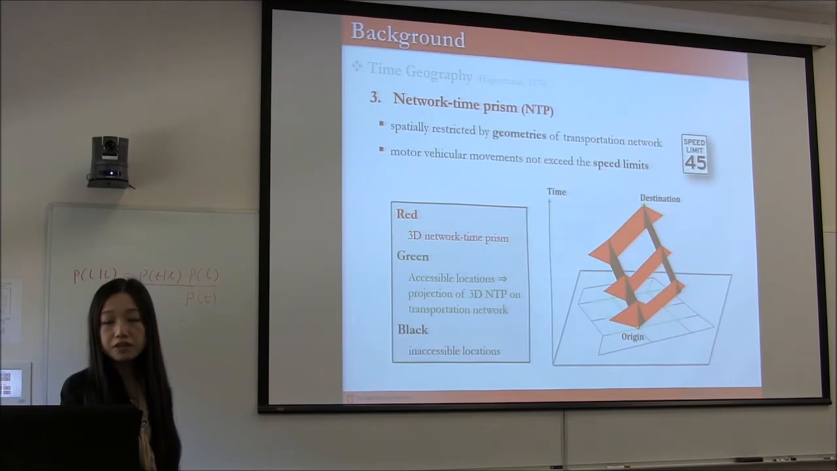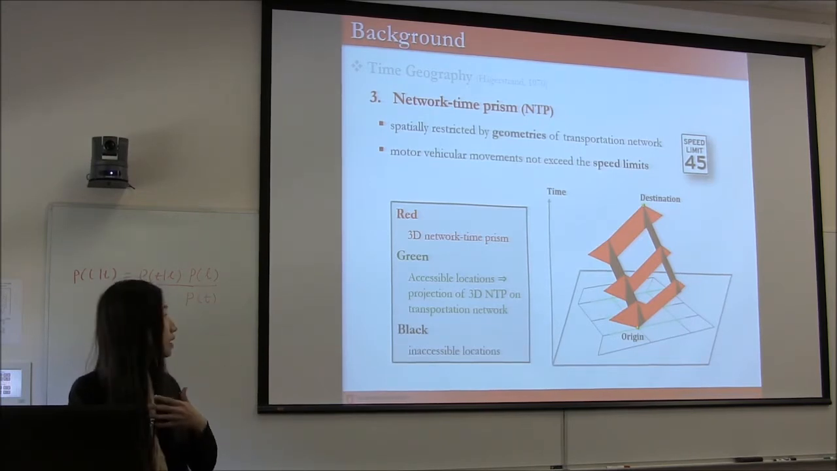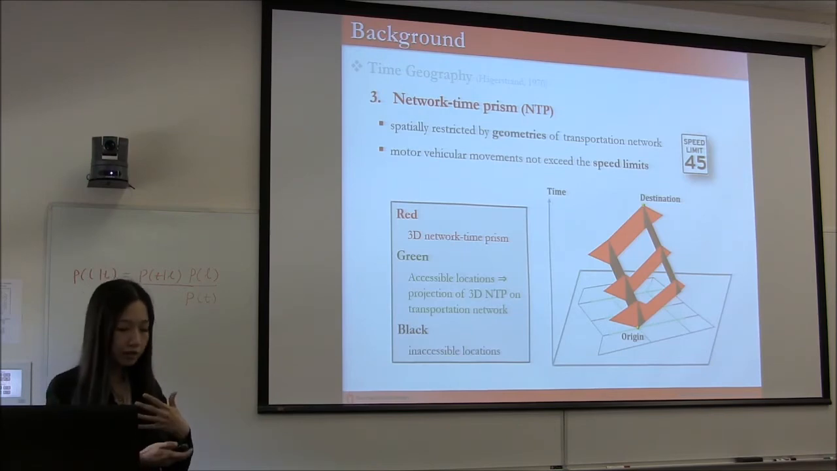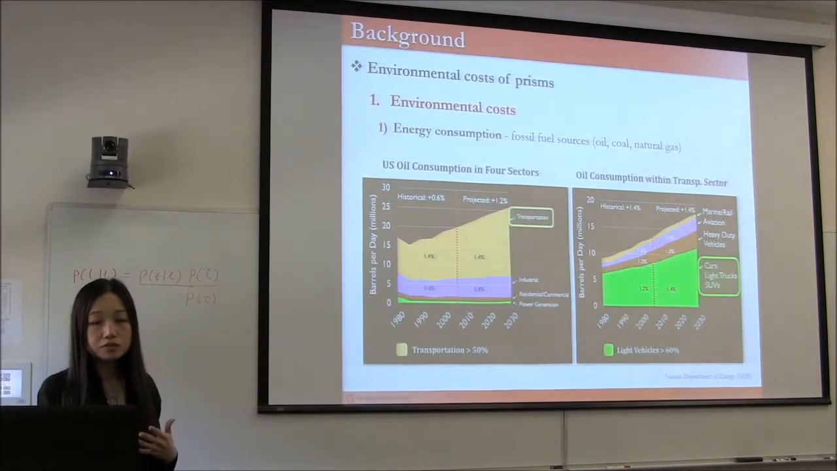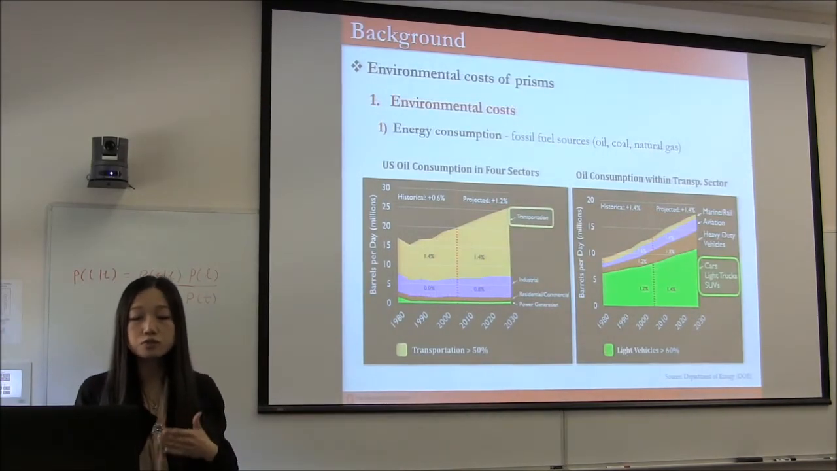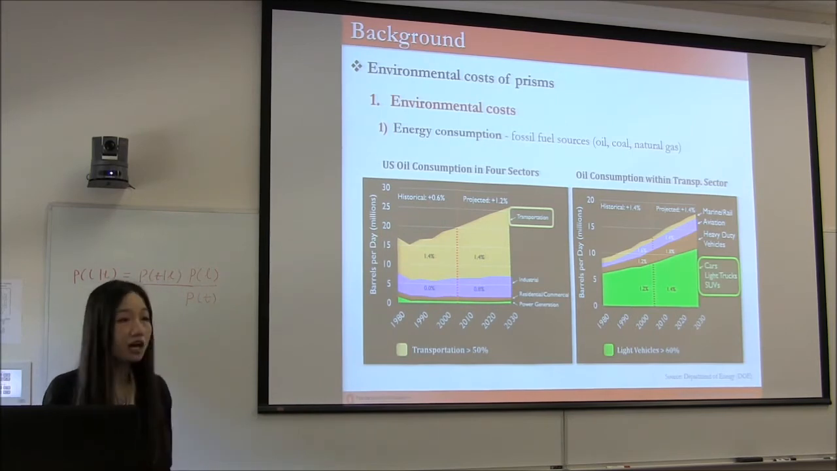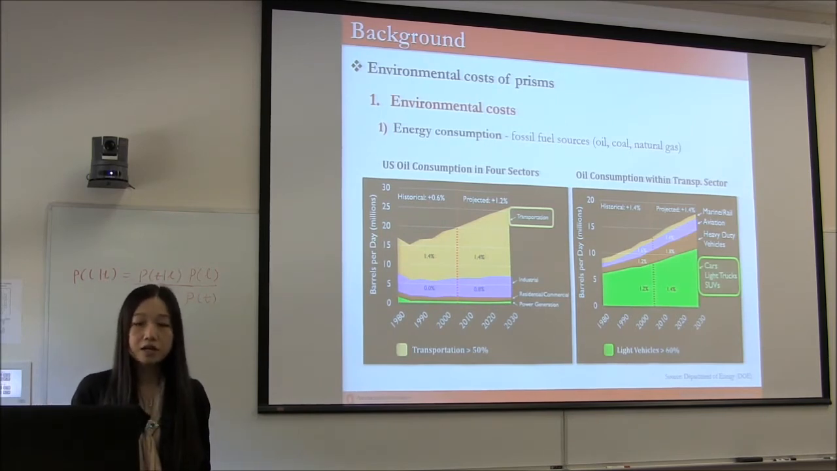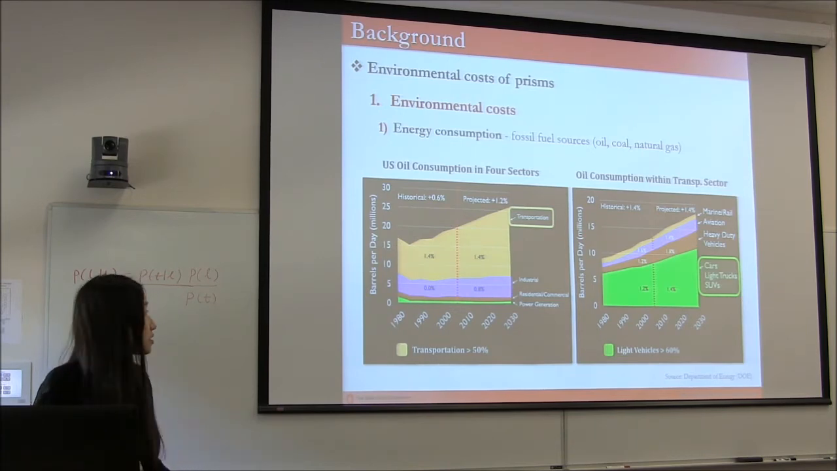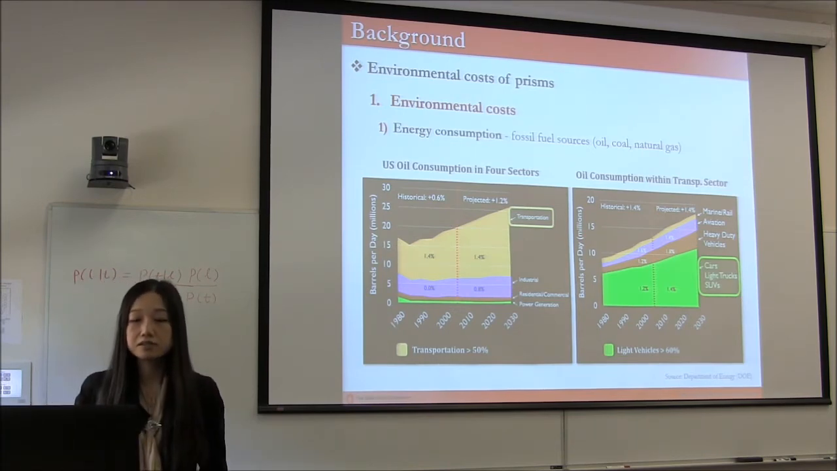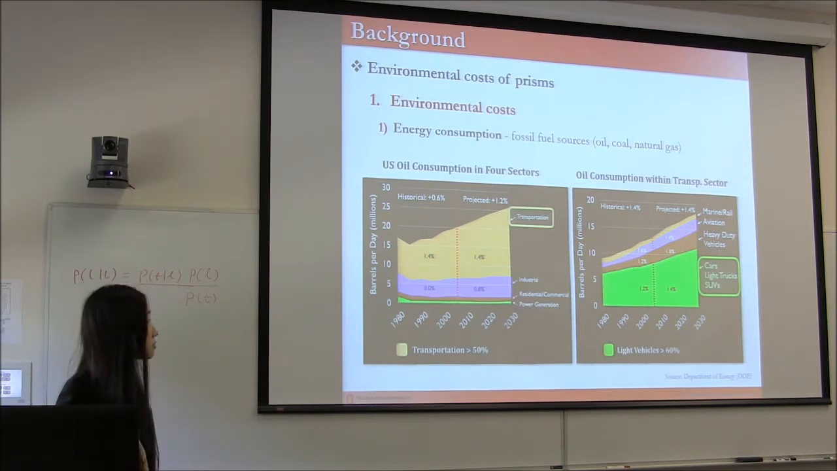Given this geometrical or descriptive introduction of the prisms, the next thing we'll look at is what we mean by the cost of the prism. There are a lot of environmental costs, but we are looking at the mobility-related costs. The first thing we're looking at is energy consumption, fuel consumption, and things like that.